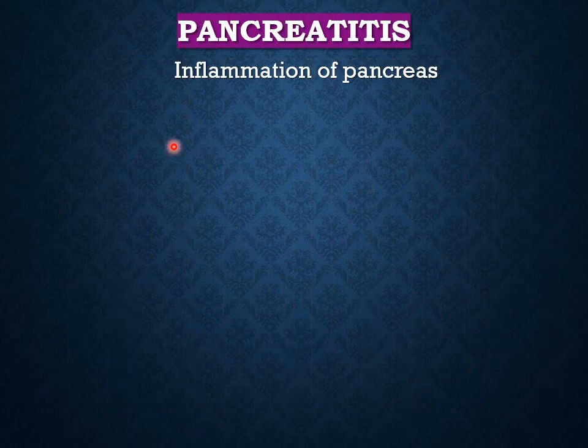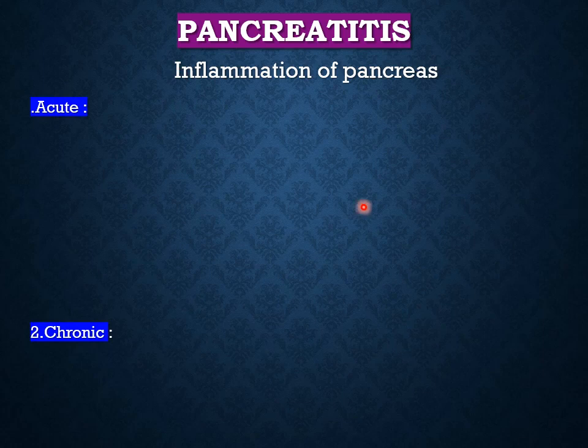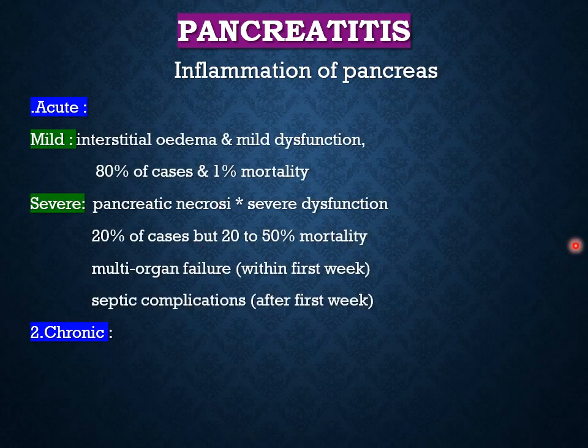Now we come to pancreatitis, which is inflammation of the pancreas. There are two types of inflammation, acute and chronic. In acute inflammation, again, it can be mild or severe. The mild form, which constitutes about 80% of cases, with a mortality of about 1%, has interstitial edema and mild dysfunction. So the inflammatory changes are mild.